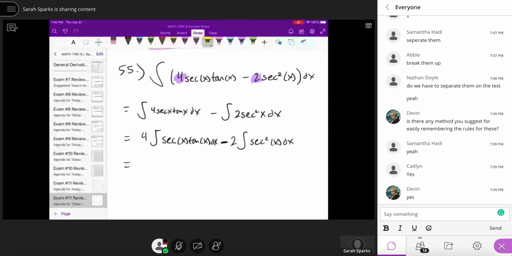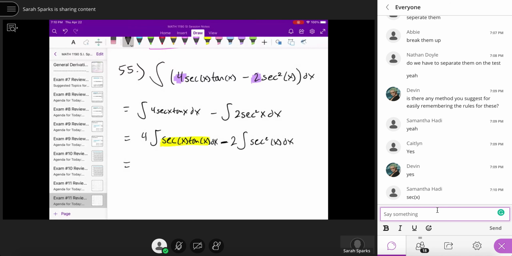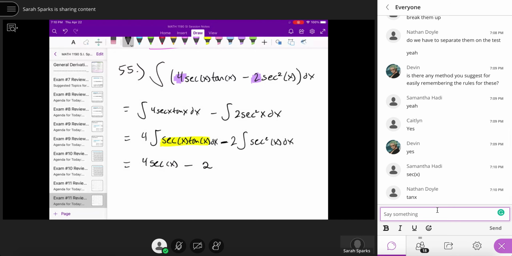So does anyone remember the antiderivative of secant tangent? Yeah, it's just going to be secant, right? And we would have that 1 over a, but there's nothing being multiplied by that x, so we're just going to have a regular secant x. That's going to be 4 secant x. And then what about secant squared x? Yeah, tangent x. And then we have our plus c. So this would be our final answer.